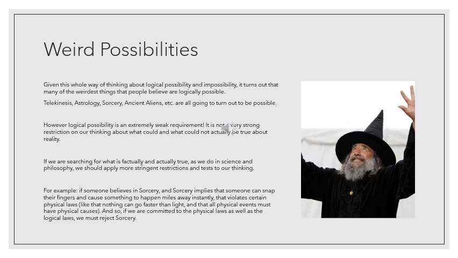Ultimately, if we're searching for what's actually true in the world, as we do when we're doing science or philosophy or just exploring, we need to apply further methods that bring with them further restrictions to our thinking. We can't merely be looking for things that are logical possibilities. So, for example, someone believes in sorcery, and sorcery implies that someone can snap their fingers and cause something to happen miles away instantly. Now, that violates certain physical laws, like that nothing can go faster than the speed of light, that physical events must have physical causes. And so, if we're committed to physics and the current best theory of physics, we need to take both the physical laws as well as the logical laws on board in our thinking and reject sorcery.